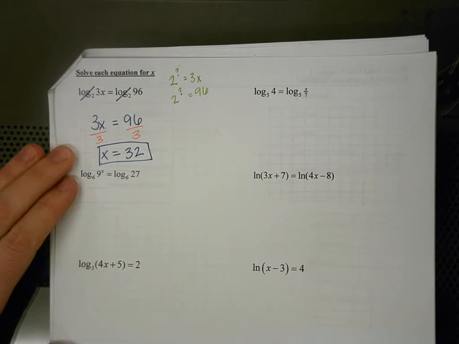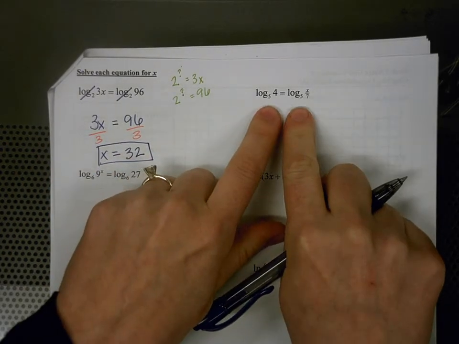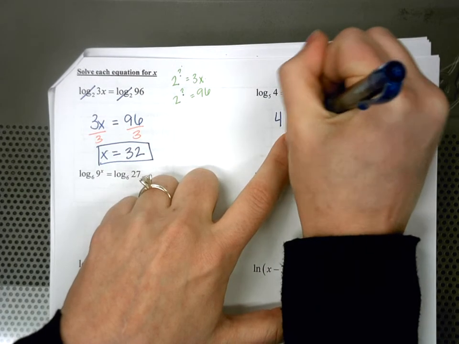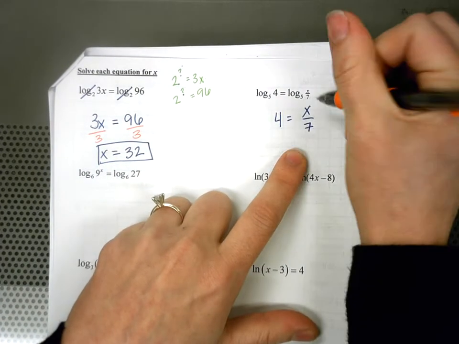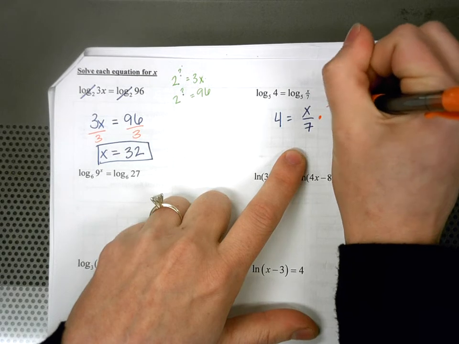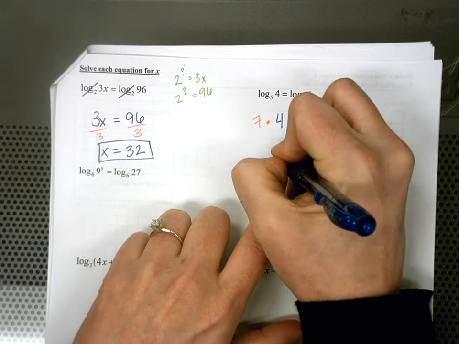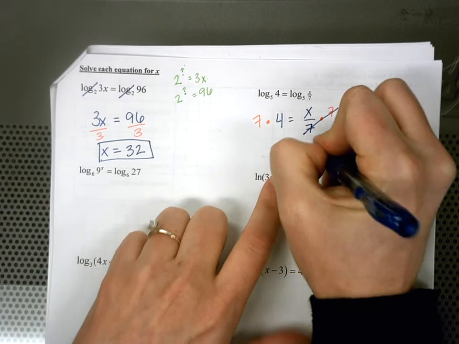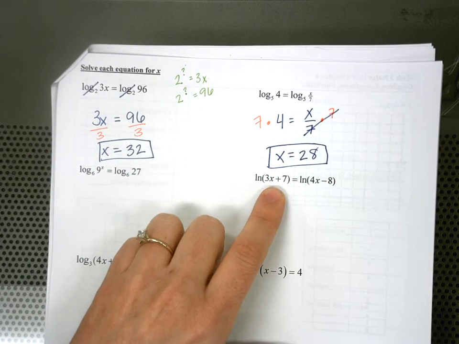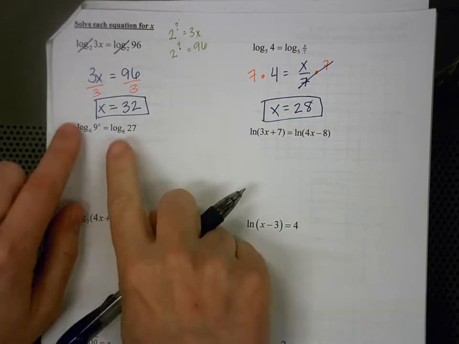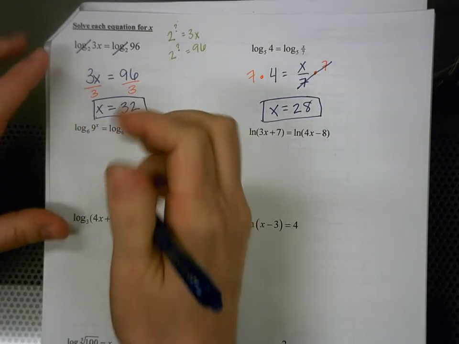All right, see how my log base 5 is the same on either side? That means my answers are also equal. How do I solve for x? Right now it's being divided by 7. We multiply by 7. So we get x equals 28. 7 times 4 is 28. All right, see how the log base 6 is the same on either side? That means their answers are equal to each other.